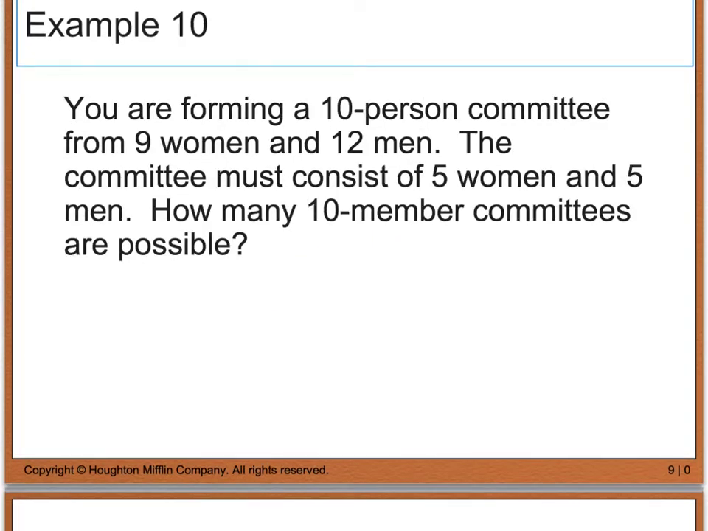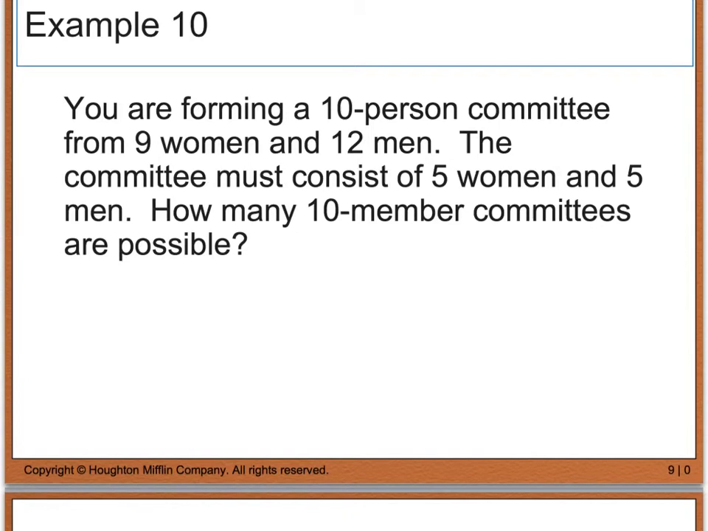Our last example says that you are forming a 10-person committee from 9 women and 12 men. The committee must consist of 5 women and 5 men. How many 10-member committees are possible? Even though order doesn't matter, because it doesn't matter which 5 of the 9 women we take or which 5 of the 12 men we take, we do have to treat it as 2 separate instances. I have the men scenario to look at, and then we have the women scenario to look at.